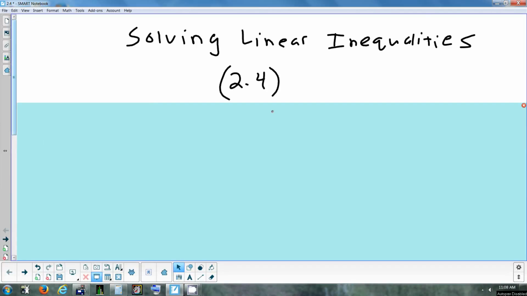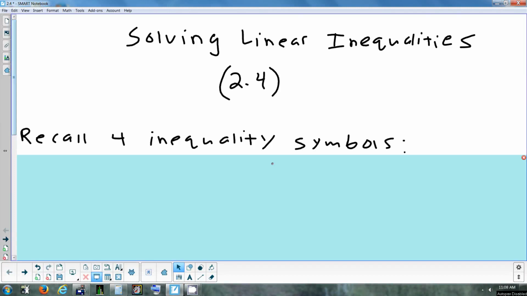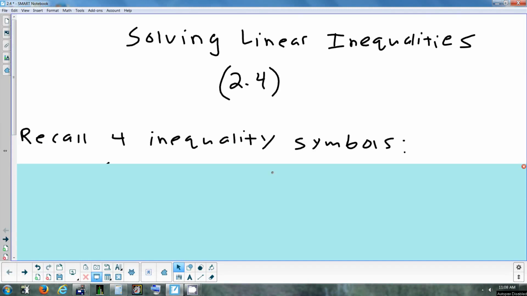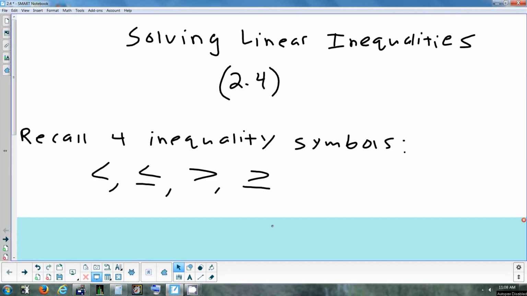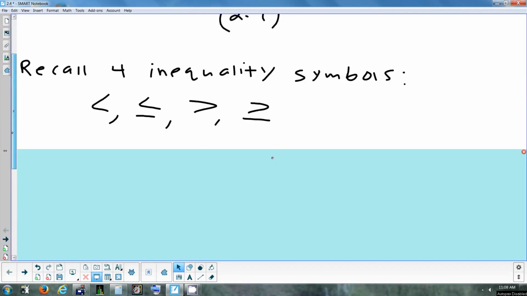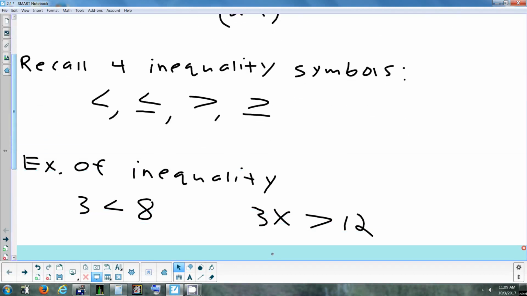All right, so today we'll look at section 2.4, which is on solving basic inequalities, linear inequalities. Just as a review for inequality symbols: less than or equal to, greater than or equal to, in the order that I read them. So these are both examples of inequalities.